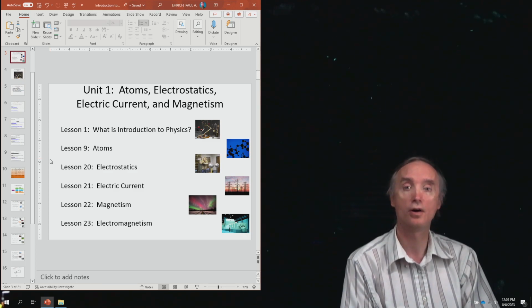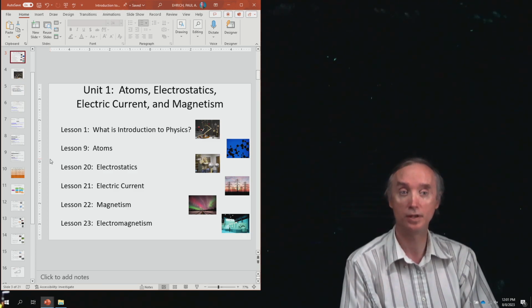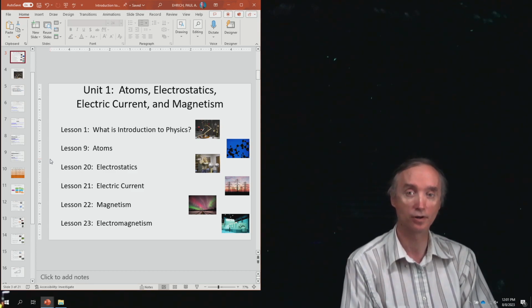So here are the lessons that are going to be on the Unit 1 lecture exam. So lesson number 1, which was the introduction to Introduction to Physics, and then lesson 9 on atoms, lesson 20 on electrostatics, lesson 21 on electric current, lesson 22 on magnetism, and then lesson 23 on electromagnetism.